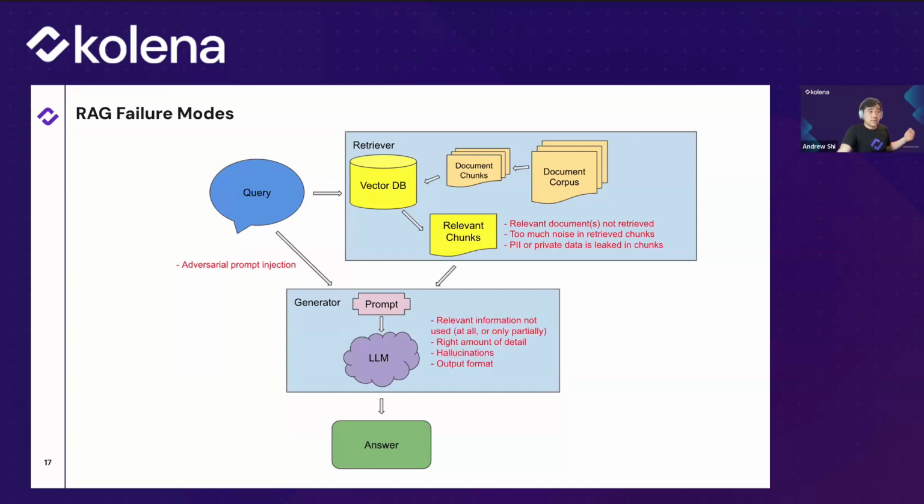From the generator side, if the relevant information isn't used, if you're generating hallucinations, if the output format is not as expected, those are all sorts of failure modes. There's been effort in the industry to protect these arrows, like, hey, here's the output of one system going into another system. Can we add a stopgap in there to prevent a failure from really making it through?